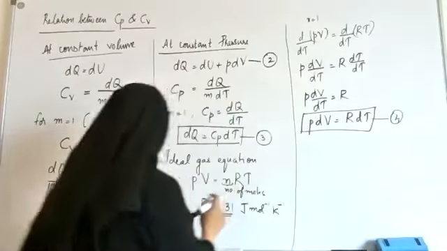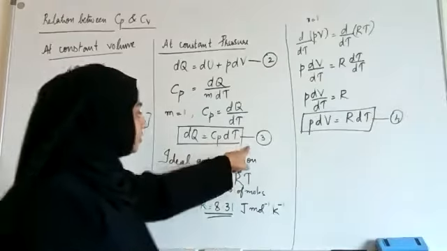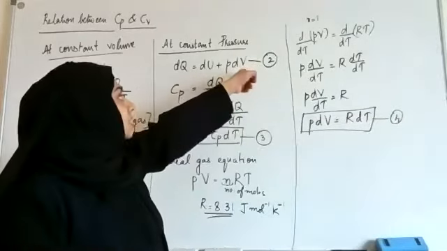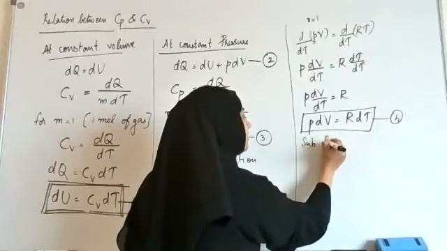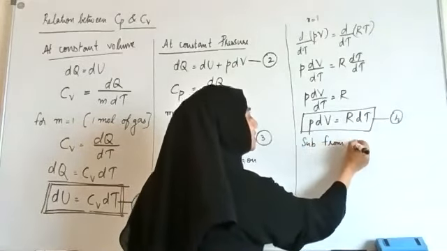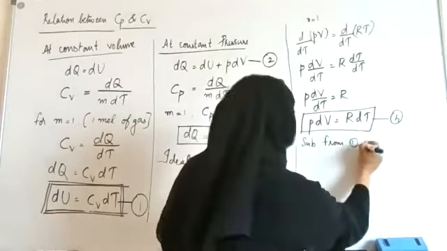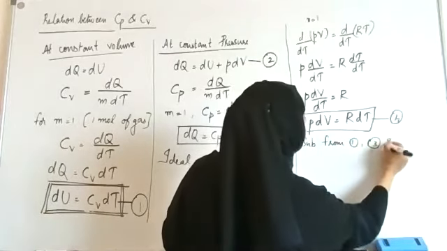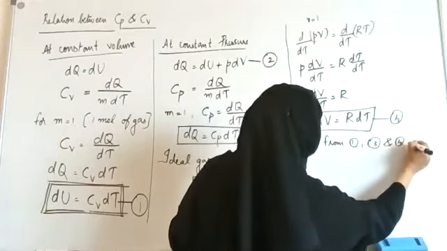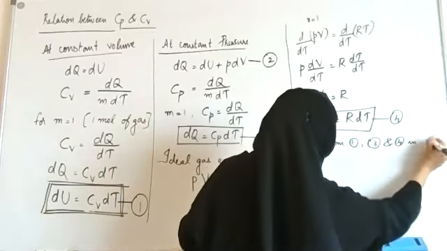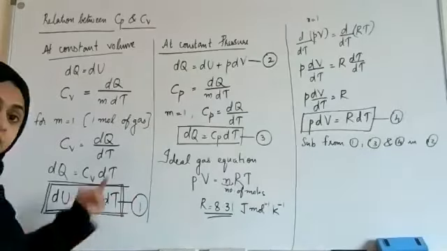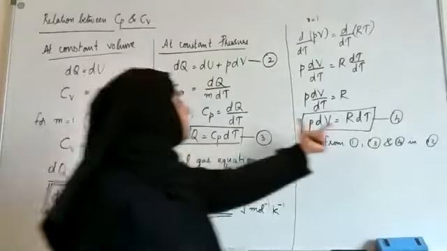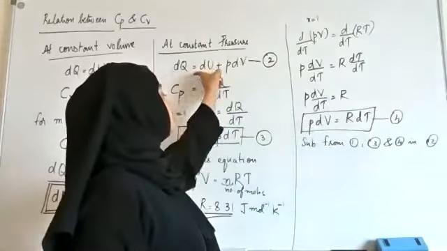So put from equations 1, 3 and 4 in equation 2. So, substituting from equation 1, equation 3 and equation 4 in equation 2. So I am going to substitute this value and this value in equation 2.